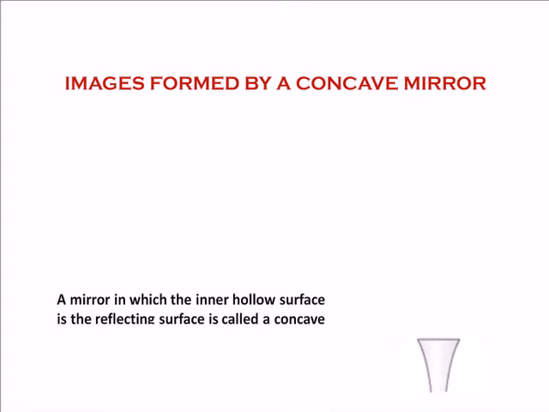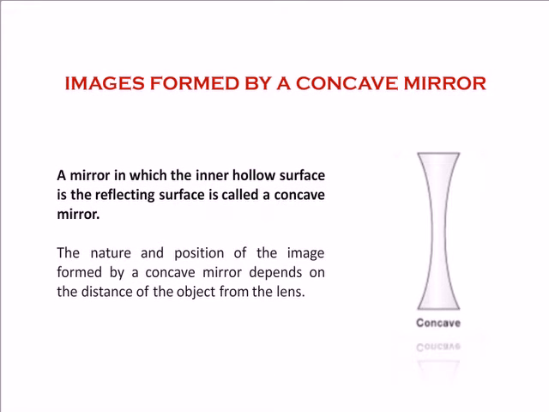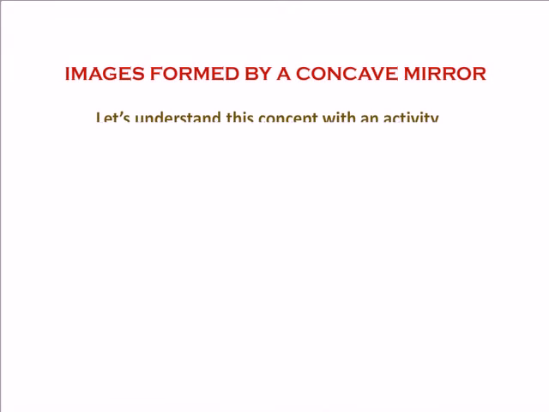Images formed by a concave mirror. A mirror in which the inner hollow surface is the reflecting surface is called a concave mirror. The nature and position of the image formed by a concave mirror depends on the distance of the object from the mirror. Let's understand this concept with an activity.